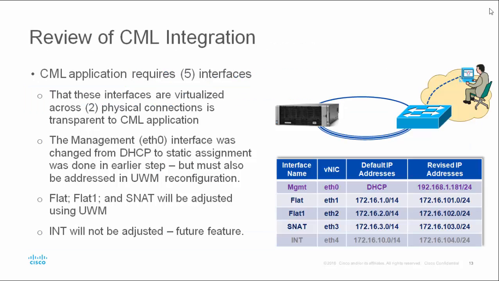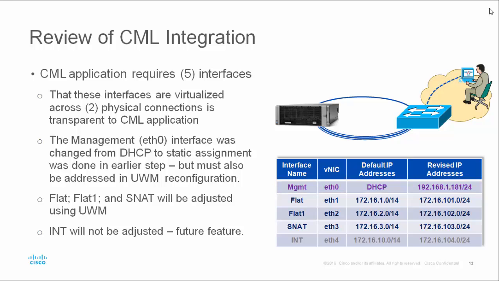The graphic shows a quick review of our deployment. Though CML requires the 5 interfaces, we'll only be setting values to 4 of them. Even though we previously set the static IP address for the management interface, we still need to update the UWM interface with the same values.